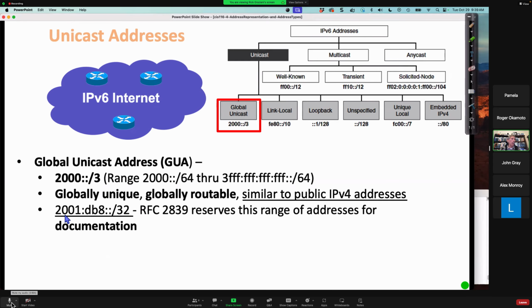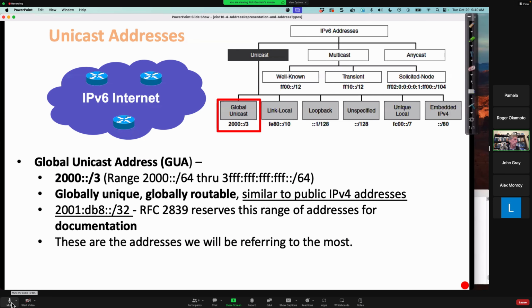Now you're going to notice that I've already used this a lot: 2001:DB8. These first 32 bits. There's an RFC that says, let's use these for documentation. So when we write about IPv6 and you're doing examples, let's use this for documentation. Now, there's been a new RFC out on this, and they've extended that slightly, so for some labs as well. I'll mention that a little later. These are the addresses we'll be referring to the most. But we can't ignore link local or multicast, by the way.